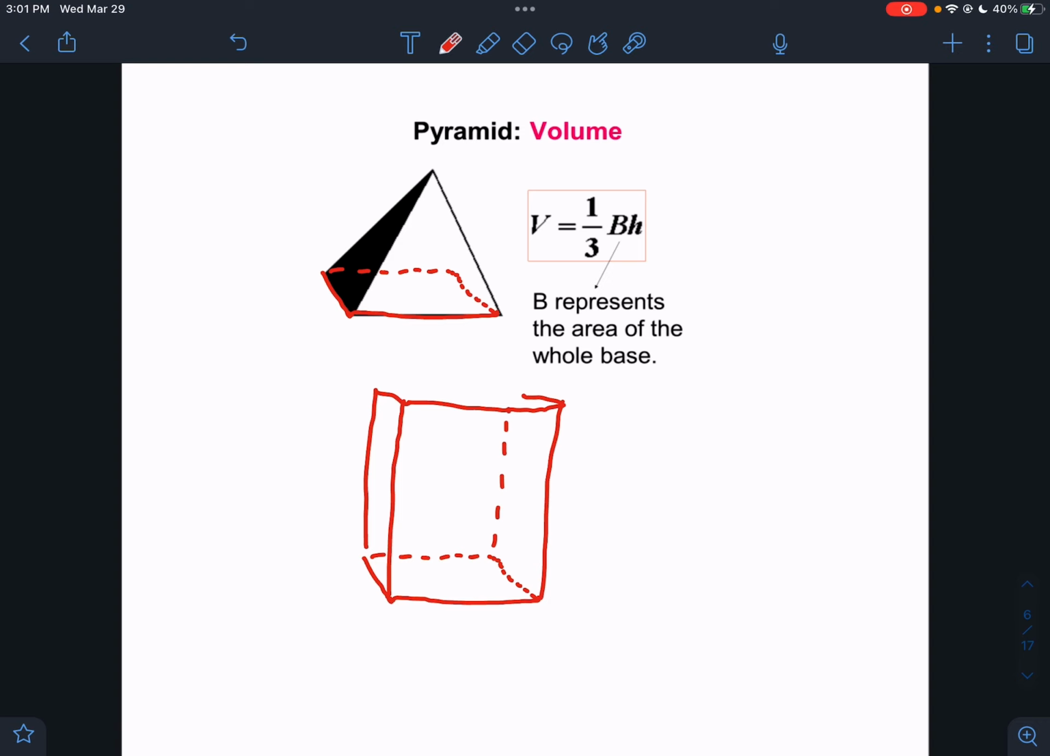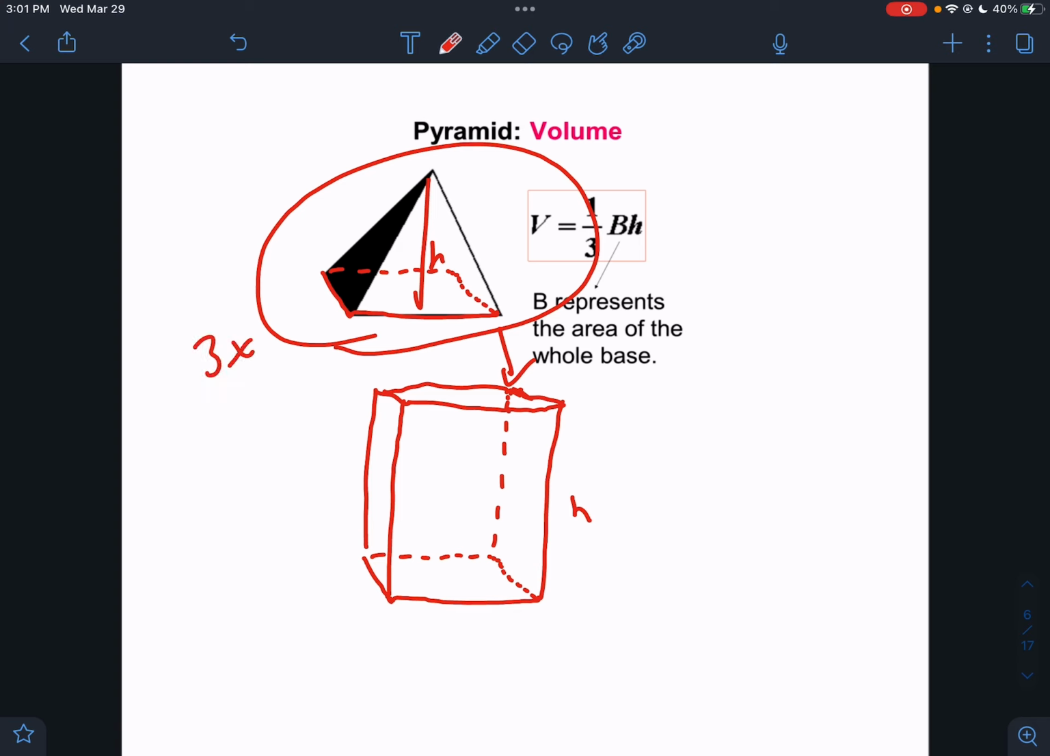I know what you're thinking. You wish you could draw this good. So there's my box, right? Let's say that they have the same height. They have the same base. How many pyramids could fit in the prism? And the answer is 3 of them. If they have the same base and the same height, you could fit 3 pyramids into the prism.